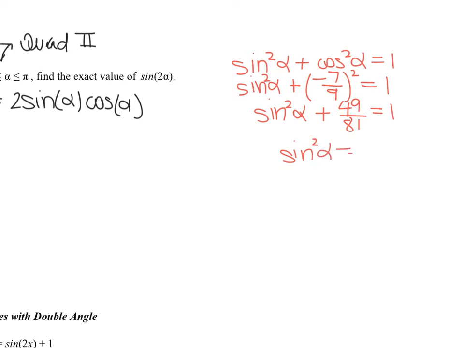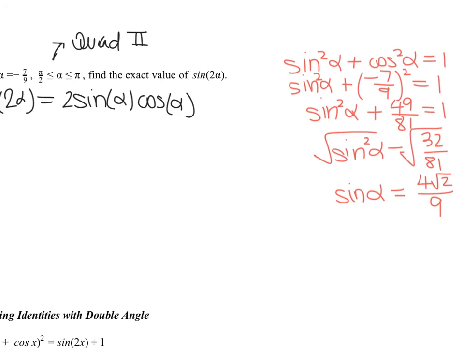Subtracting 49 over 81 from both sides, we get sine squared of alpha equals 32 over 81, and then we take the square root, and we get sine of alpha equals, and we do want to simplify our radical. So though we can't take the square root of 32, we can simplify it, and it simplifies to give us 4 radical 2 over the square root of 81, which is 9. And again, check what quadrant you're in. In quadrant 2, sine is positive, so we don't have to add a negative in front of that.